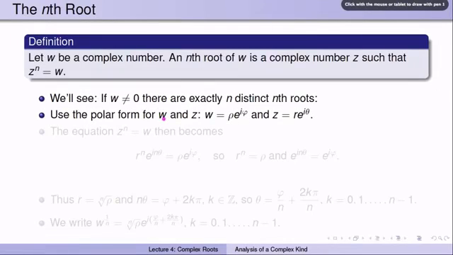And how do we see that? We use the polar form for w and z to show this. So we'll write w as rho e to the i phi, and z as r e to the i theta. You notice we just introduced yet another Greek symbol, namely rho here for the radius, because r is already used up for the radius of z.